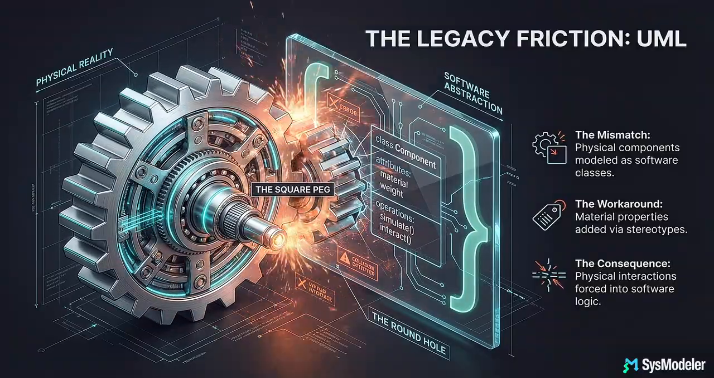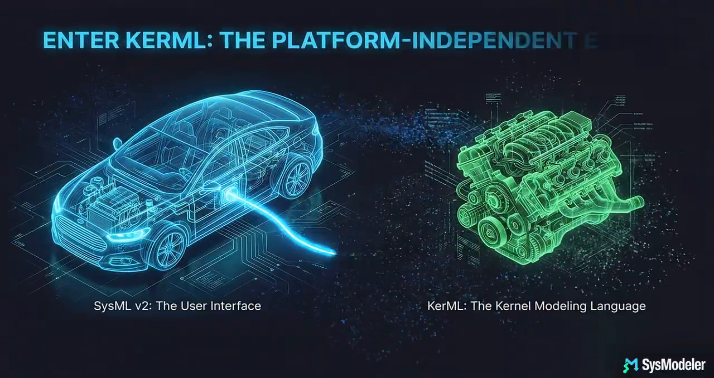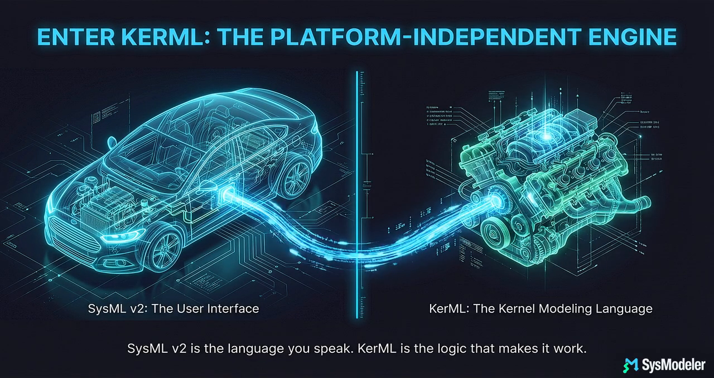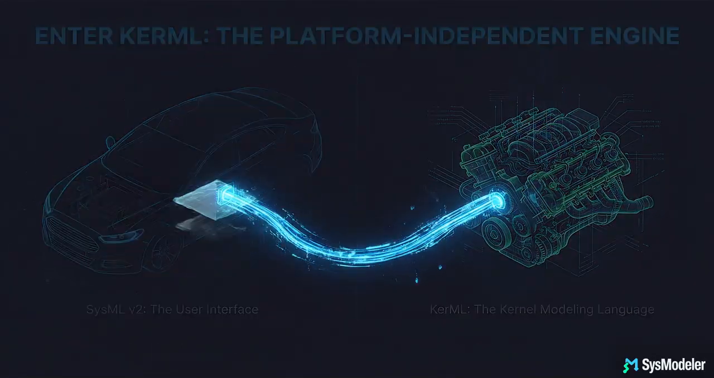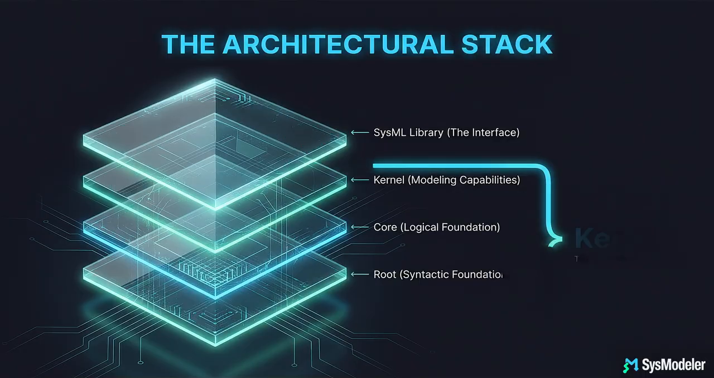SysML V2 replaces that legacy engine with KerML, or Kernel Modeling Language. It is vital to understand that KerML and SysML V2 are distinct. KerML is the platform-independent meta-language, or the engine. SysML V2 is the systems engineering language built on top of that engine, the KerML foundation, or the meta-model.